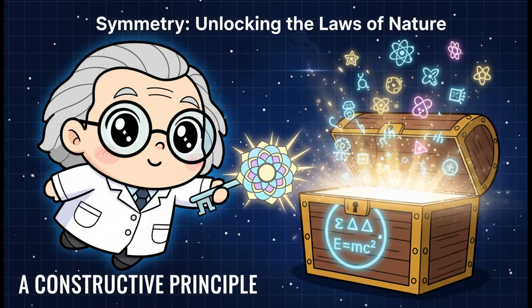This was Weyl's masterstroke. He realized symmetry wasn't just a way to describe things that already exist, it could be a constructive principle. You could insist that the laws of nature must stay the same under certain transformations, and that demand alone could lead you to discover the correct laws of physics, like his incredible theory of gauge invariance.